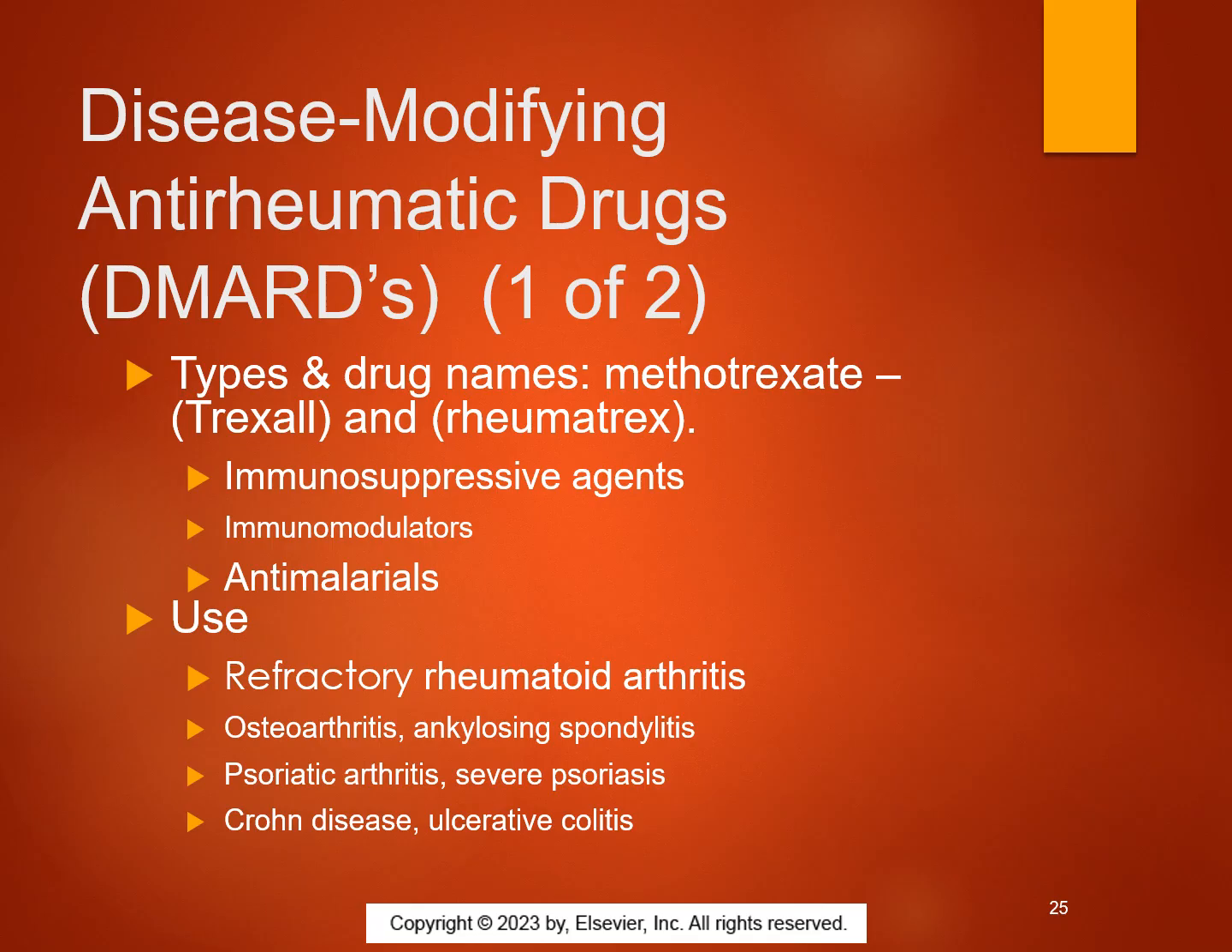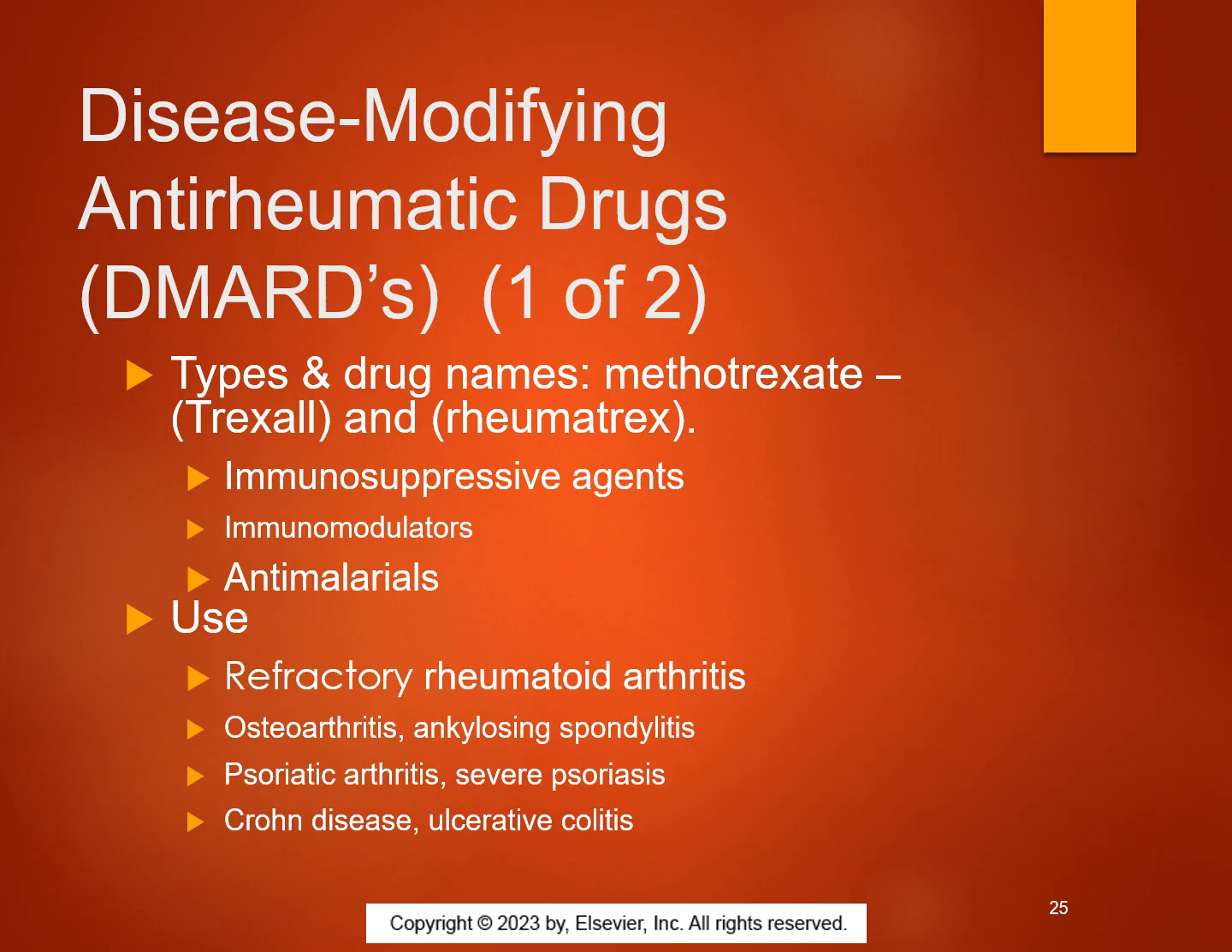Okay, now let's talk about DMARDs. That stands for disease-modifying anti-rheumatic drugs. DMARDs don't just treat symptoms, they change the course of the disease. The key difference from NSAIDs is that NSAIDs give symptom relief only. Corticosteroids are short-term inflammation control, but DMARDs work slower, but they protect the joints and the organs long-term. Some different types of DMARDs we're going to talk about.